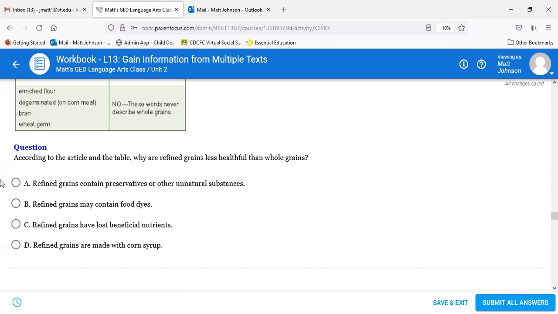C. Yeah, refined grains. And generally speaking, that's true. It's not necessarily that it's bad for you, but they have lost a lot of their nutrients in the processing of those, like flours and things. So 8 is C. C as in cat.